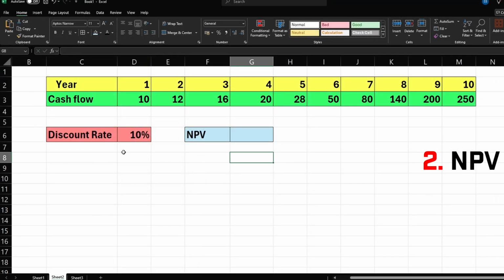I'm going to show you how to use the NPV function in Excel to calculate the net present value for a real-life example. We'll analyze cash flows over 10 years to determine if an investment is worth it. The discount rate, or required rate of return, is set to 10%. Click on a blank cell where you want the result.